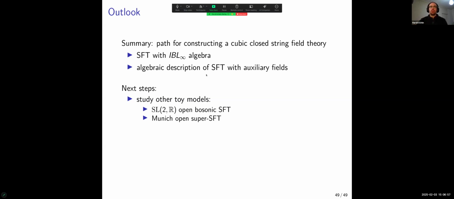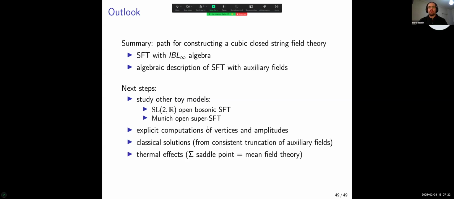So what's next? A first step would be to study other toy models, in particular SL2R, open bosonic SFT. So first trying to write the quartic term and make it cubic again. Another would be to work with the Munich open superstring field theory and also look at the quartic term and try to make it cubic, and then maybe go to higher order, maybe find some pattern and so on. And when we have done this, we can move to closed string field theory, and the hope would be to do an explicit computation of vertices and amplitudes, find classical solutions, for example using truncations, and maybe study thermal effects from mean field theory.